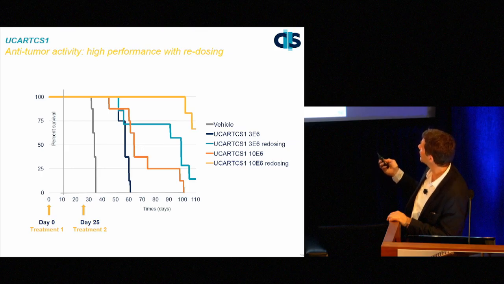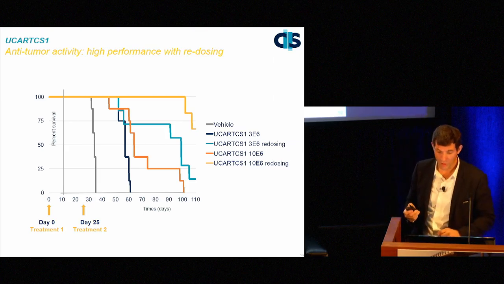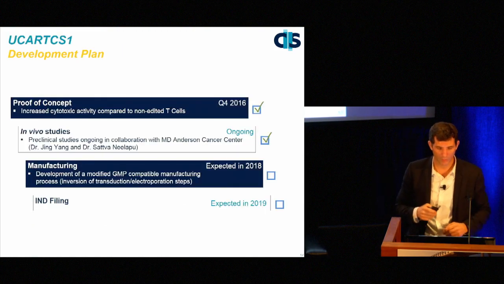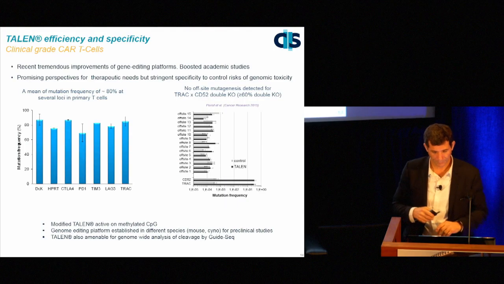Whether you do a dose of 3 million cells or 10 million cells, you see that at 10 million cells, the mice almost don't die. So it's very, very encouraging results showing multiple and repeat dosing of this type of product. This product is supposed to enter the clinic in less than a year from now.